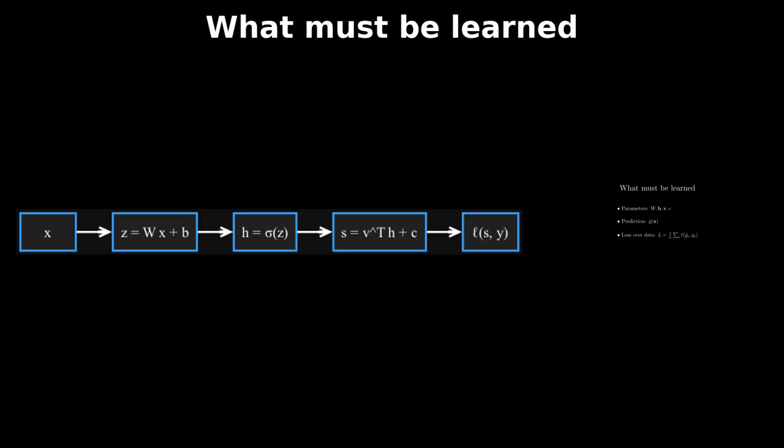So far, we built the structure, but not the learning. The network has many parameters: weights and biases in the first layer, plus weights and bias in the output. We already know how to learn parameters. Choose a loss, then follow the gradient downhill. The only new problem is computing the gradient efficiently for all parameters at once.